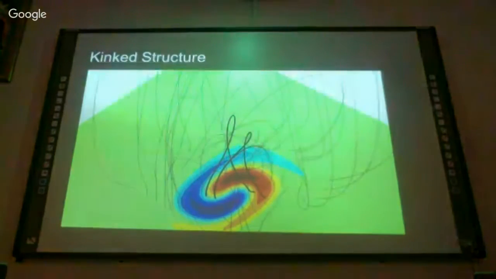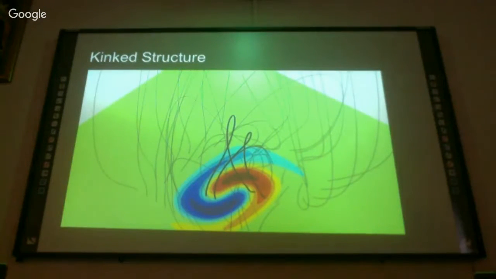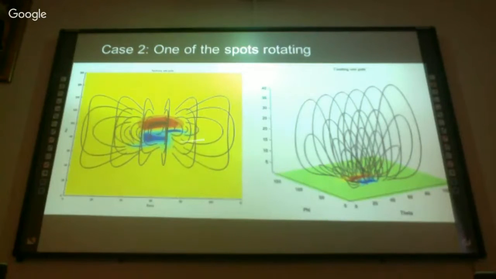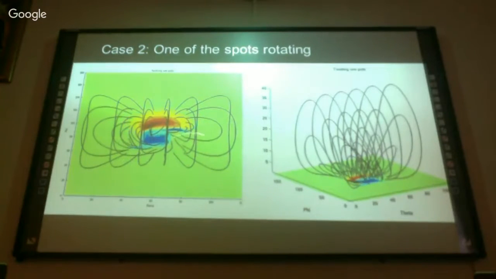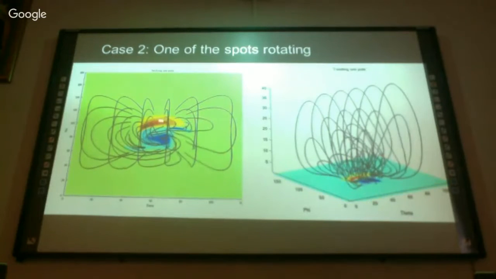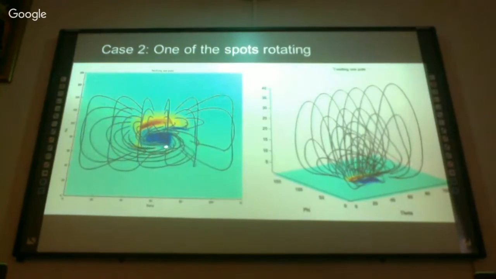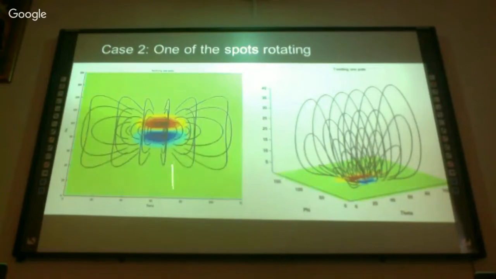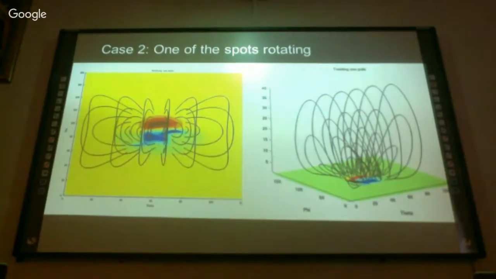This is a snapshot that has been taken at an intermediate time state, which shows the formation of kinked structures. Such structures are seen in observation as well. So this is case 2, where you have just one spot which is rotating. The blue spot here, which represents negative polarity, is rotating, and the red one is not rotating. Here again you see the field lines being twisted in response to the photospheric motion.